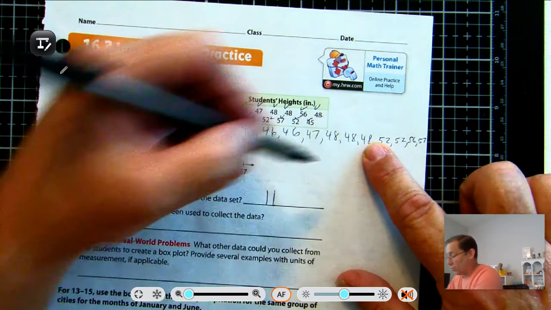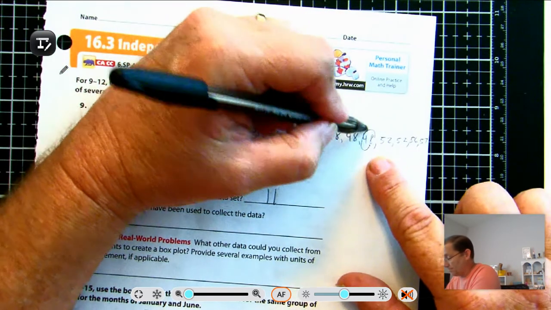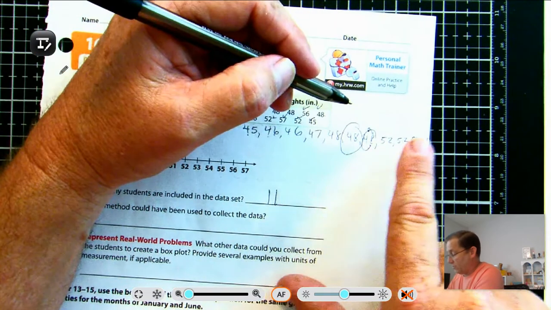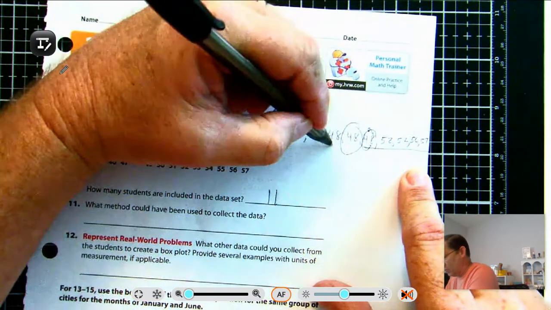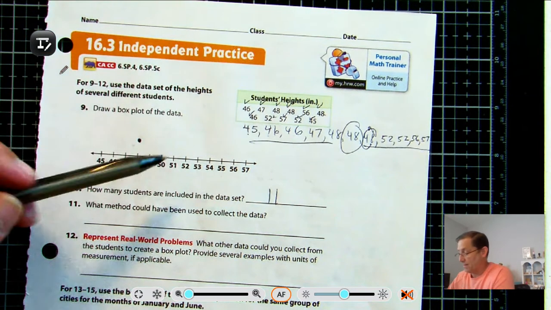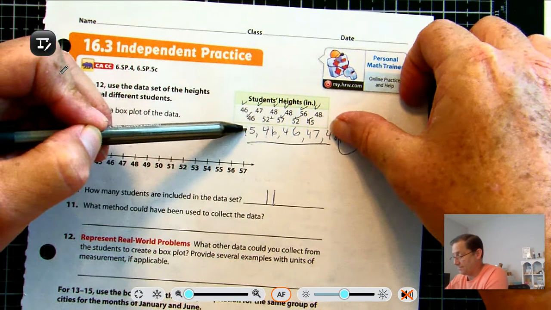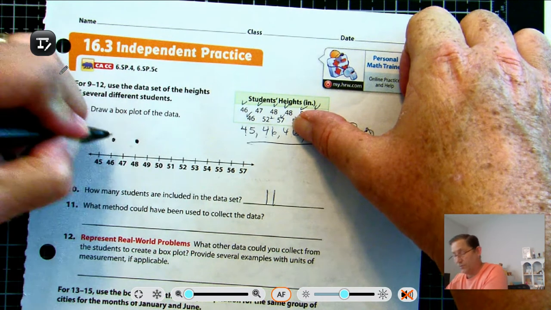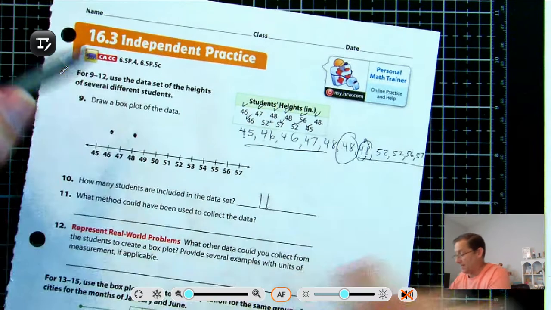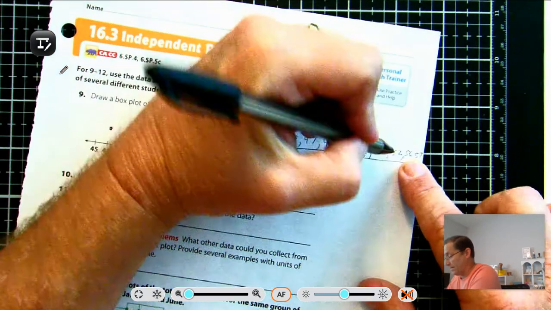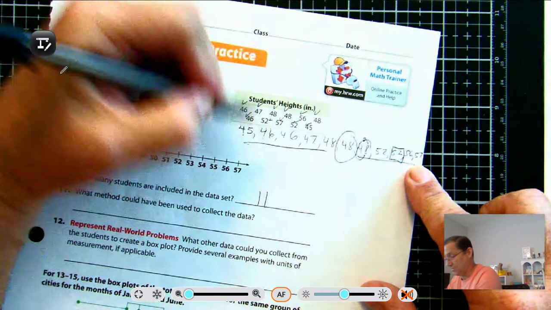The lower quartile: 1, 2, 3, 4, 5, and 1, 2, 3, 4, 5. So the lower 5 and the upper 5, we need to find the median of each. Cross off from the ends, and we get 46 for the lower quartile. And for the upper quartile, cross off those two, we get 52.